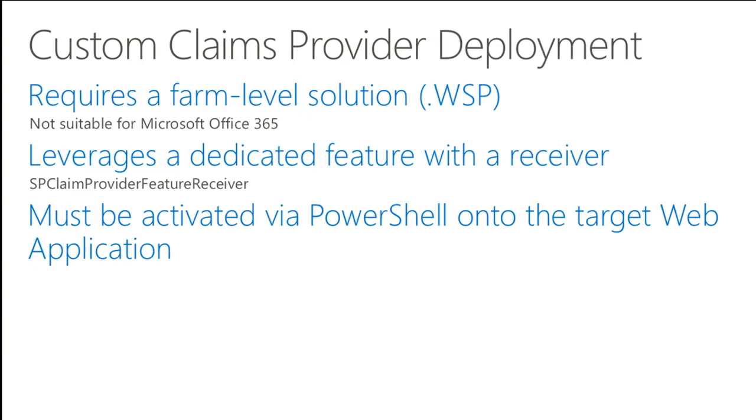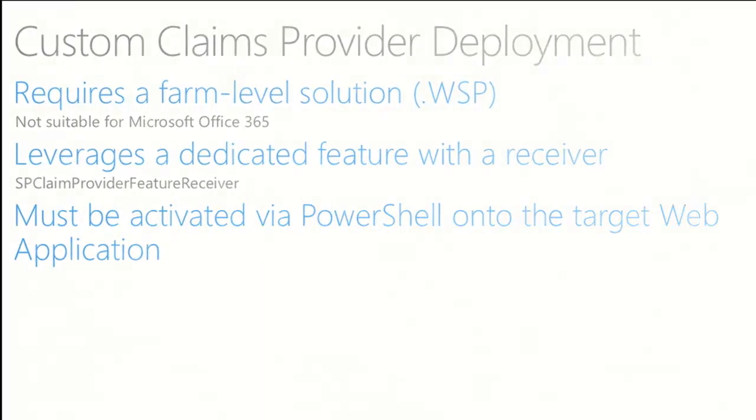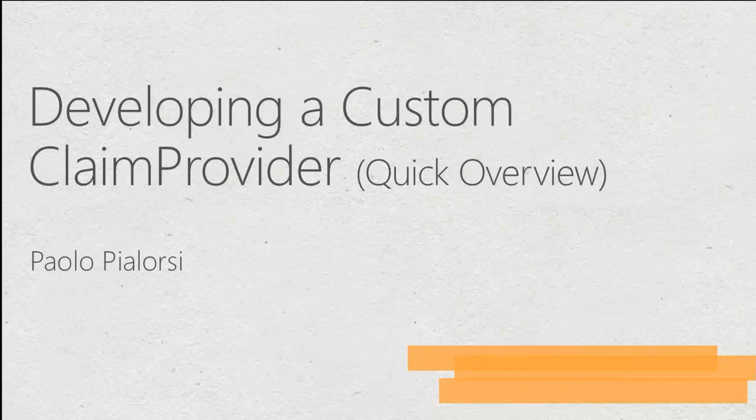A custom claim provider is available only on-prem, not in Office 365, because it requires a farm-level solution to be deployed. Keep that in mind. And it leverages a dedicated feature with a dedicated feature receiver in order to deploy the custom claim provider to your farm. You will also have to run a little piece of PowerShell code to properly configure your web application to support that claim provider. I don't want to show you tons of code, don't worry, but I want to show you a quick overview of how a claim provider is made.